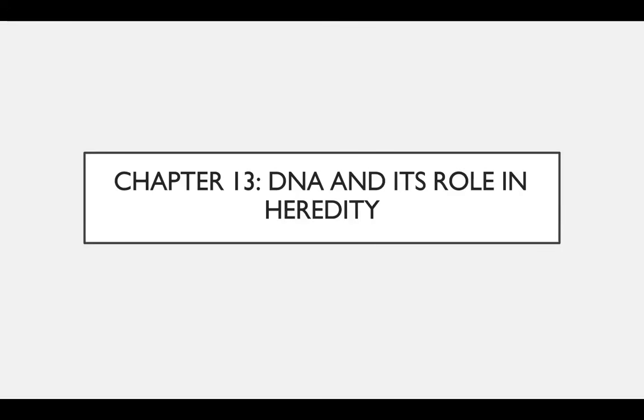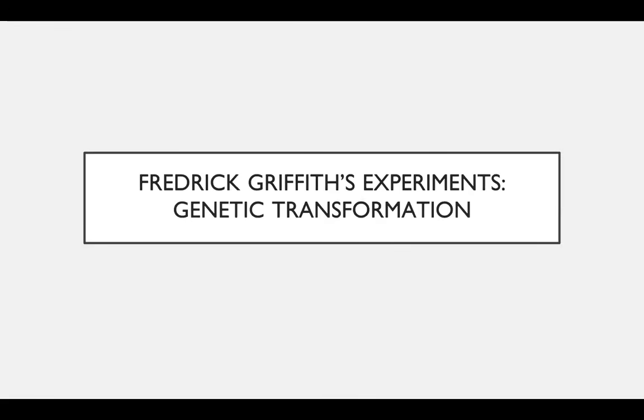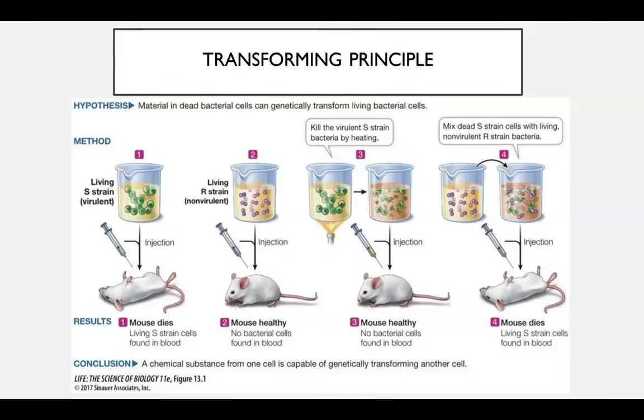All right, so chapter 13, DNA and its role in heredity. First, we're going to talk about Frederick Griffith's experiments, genetic transformation, the transforming principle. This is how it was found that you can have bacteria that you think is non-virulent, you think is dead, but it can come back in future generations because of a process known as transformation.